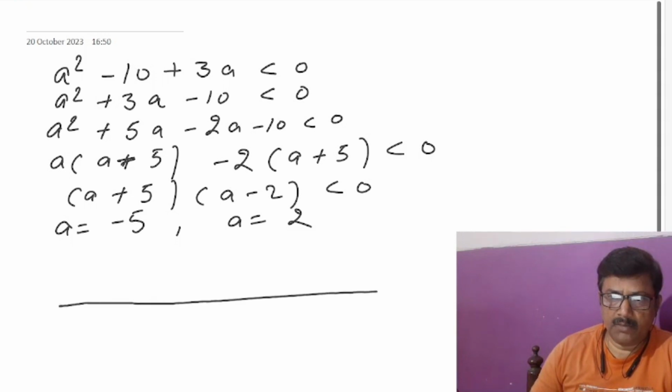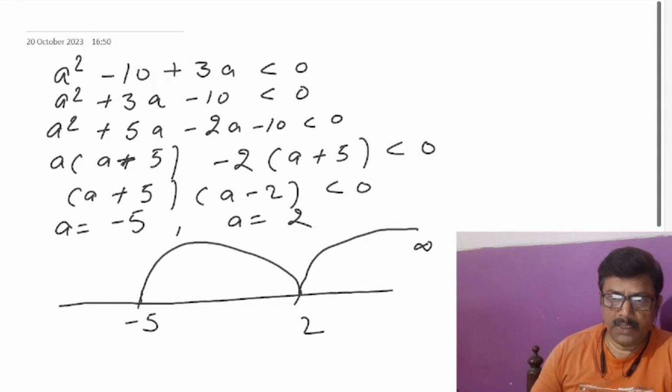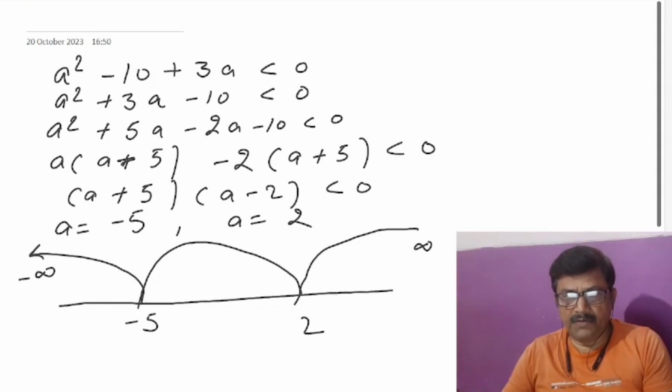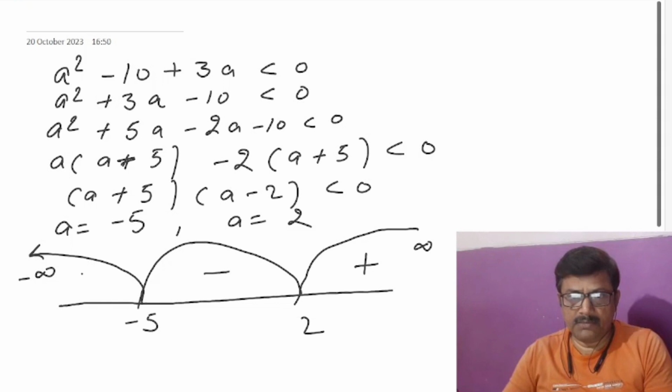Now solve on number line. So this is minus 5 and this is our 2. We come from infinity to 2, then 2 to minus 5, then minus 5 to minus infinity. This is called the wavy curve. We start from positive sign on the right-hand side and take alternate positive, negative, positive.